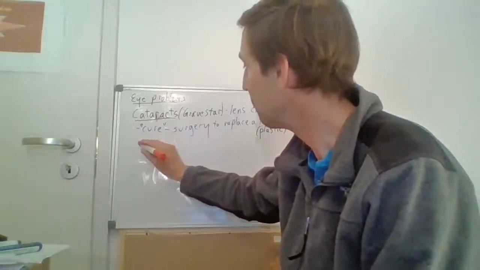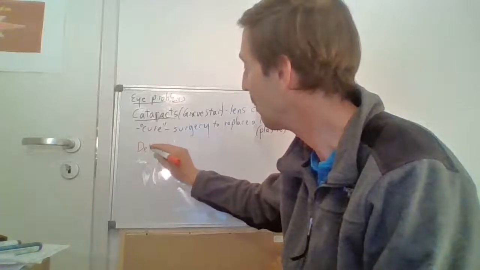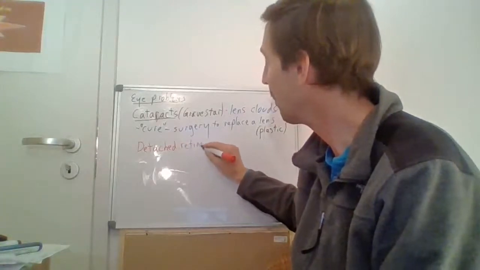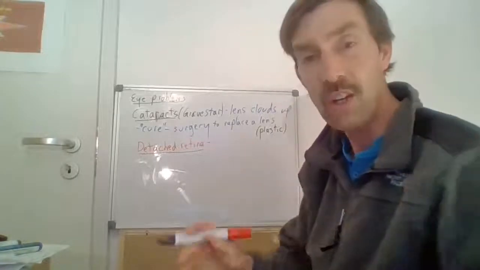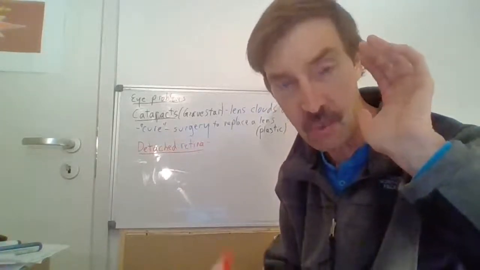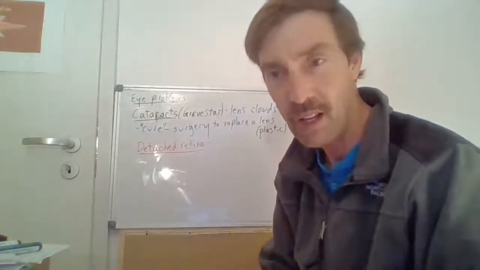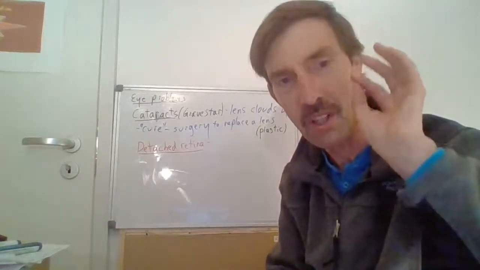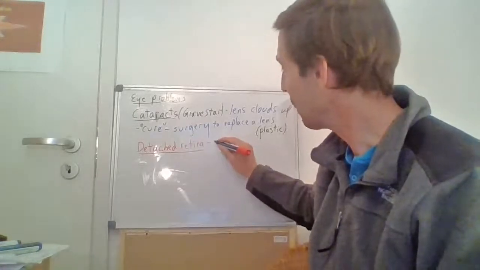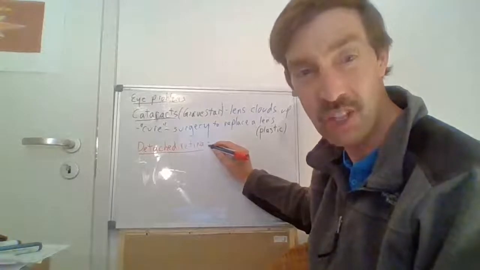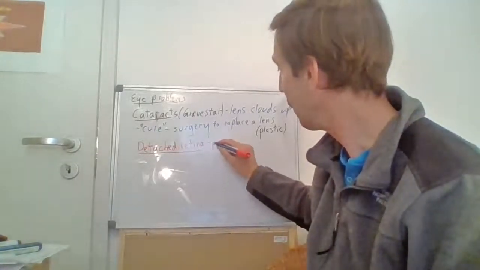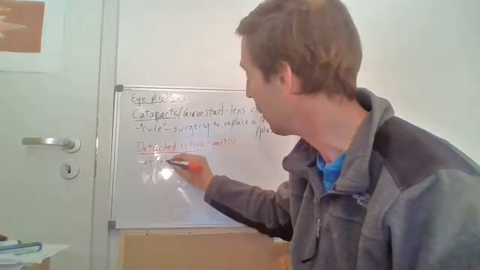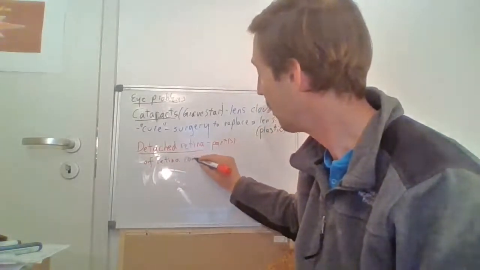Let's talk about a detached retina. Okay. Earlier this hour, you guys told me the retina is the back of the eye, right? Where the image focuses. Retina's a pretty important little layer. It's a very important little material. Detached means parts of the retina become unattached to the back of your eye. So parts of the retina come loose.